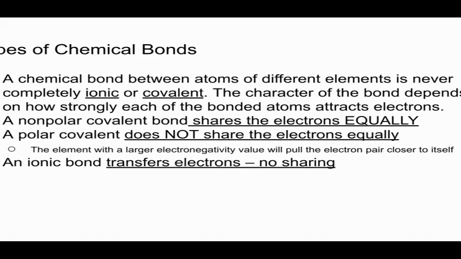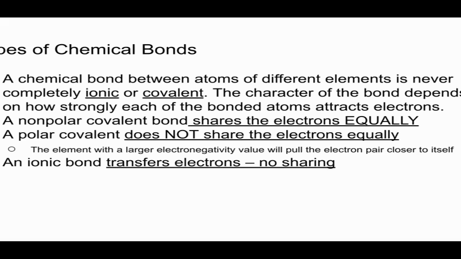Polar covalent means they do not share the electrons equally. In this case, one of the elements has a larger electronegativity value, and it pulls the electrons closer to itself, and we're going to see that it creates partial charges here in a minute. And then the last type is metallic bonding. We'll talk about it on a different slide.